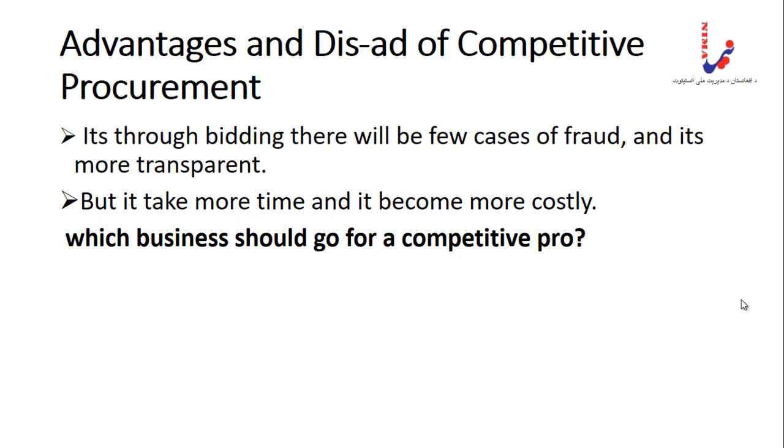What are the advantages of the competitive procurement method? As we said, it is through a bidding method, so paperwork will be much more in this case. The process will be fair, or we can say transparent, and there will be few cases of fraud. So no one can commit fraud in this method. Whoever provides the best quality with a fair price, that supplier will be chosen.